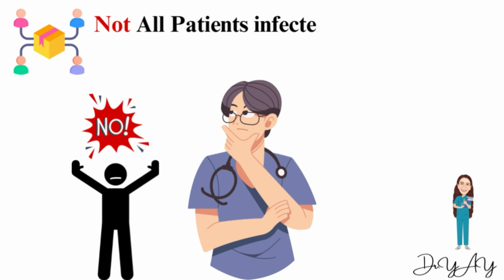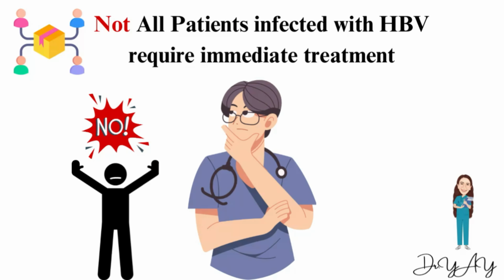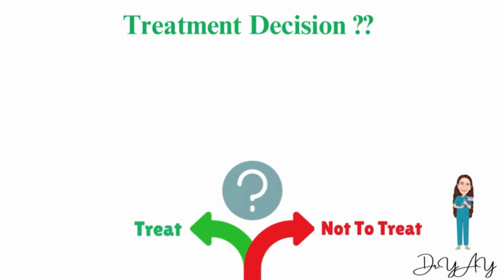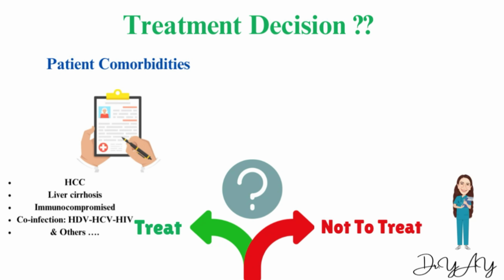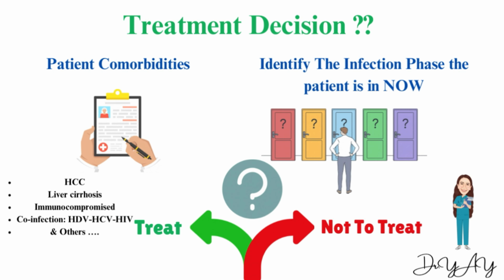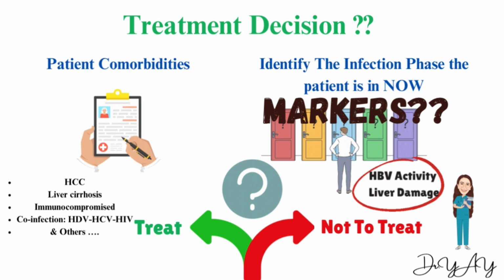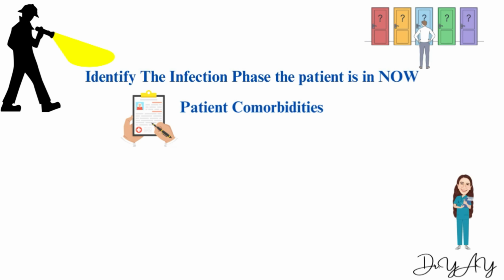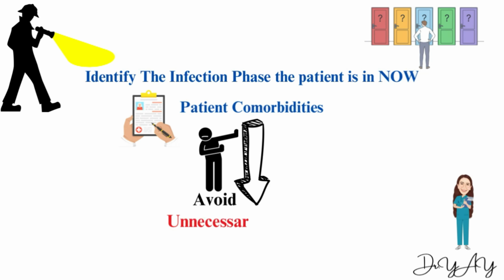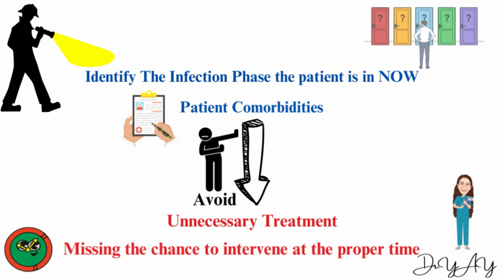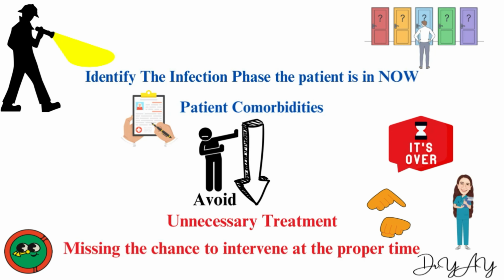Since not all patients infected with the hepatitis B virus require immediate treatment, but the treatment decision is carefully based on the patient's comorbidities and on identifying the infection phase the patient is in now, which is based on the markers present, as these markers will give us insight into the activity of the virus and the liver damage. So we need to accurately identify them to avoid unnecessary treatment or even worse, missing the chance to intervene at the proper time, which could seriously affect the patient's outcomes.